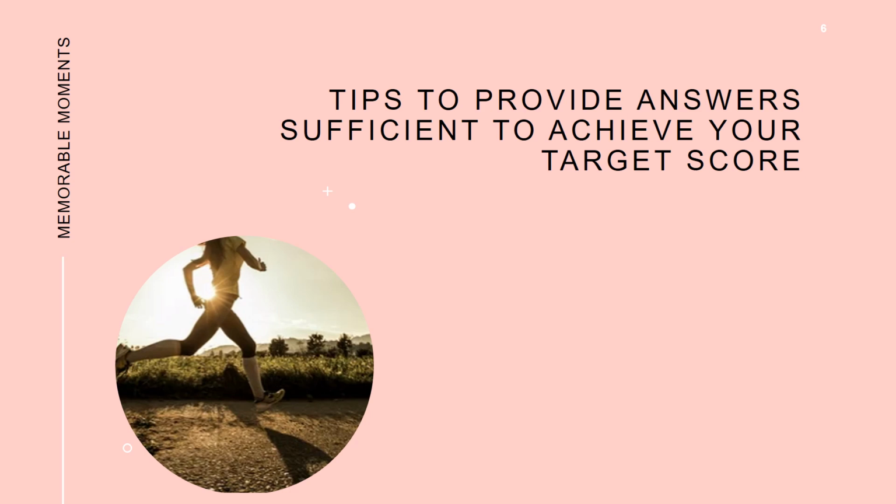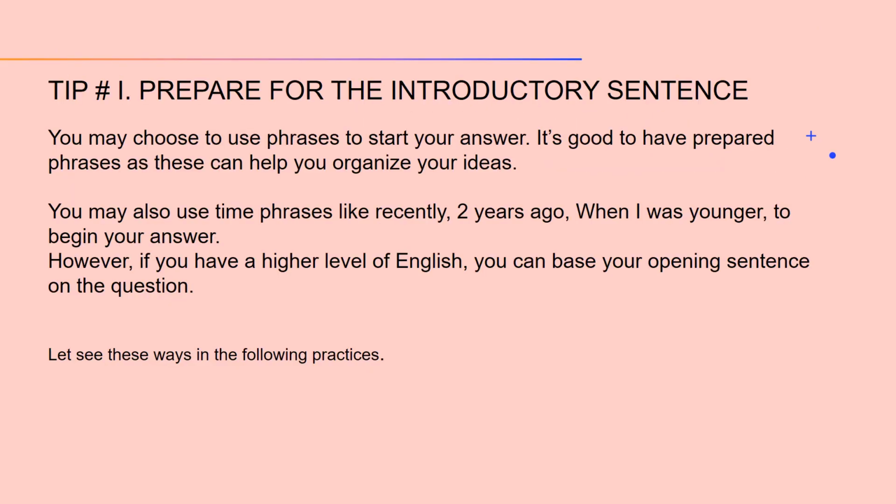Tips to provide answers sufficient to achieve your target score. First, prepare for the introductory sentence. You may choose to use phrases to start your answer. It's good to have prepared phrases as this can help you organize your ideas. You may also use time phrases like recently, 2 years ago, when I was younger to begin your answer. However, if you have a higher level of English, you can base your opening sentence on the question. Let's see this in the following practices.